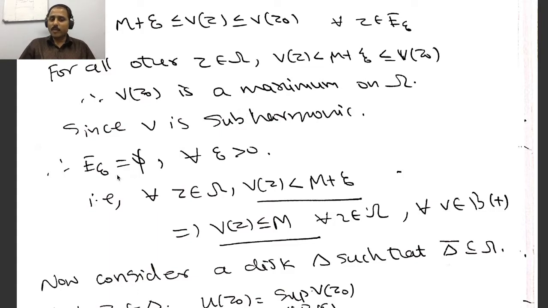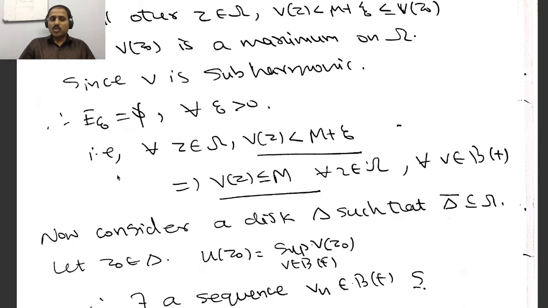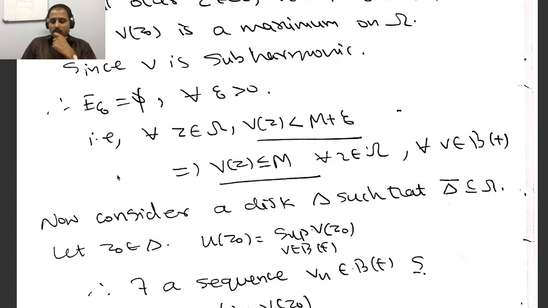Therefore, E epsilon cannot be non-empty, so it is empty. So E epsilon is empty for all epsilon greater than 0. That means Vz should be less than M plus epsilon for all epsilon greater than 0. Therefore, Vz is less than or equal to M. So this is our first claim, we proved that.